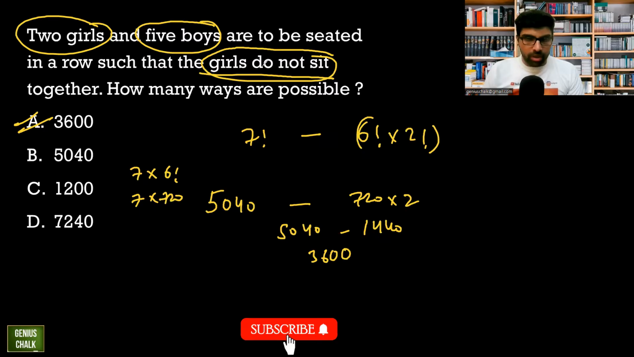So remember, if it is written that girls do not sit together, treat it the same as vowels are not together, right? If it is written no two girls, then we have some other way to do this. Then we make these 5 boys sit first, and then we arrange like this.